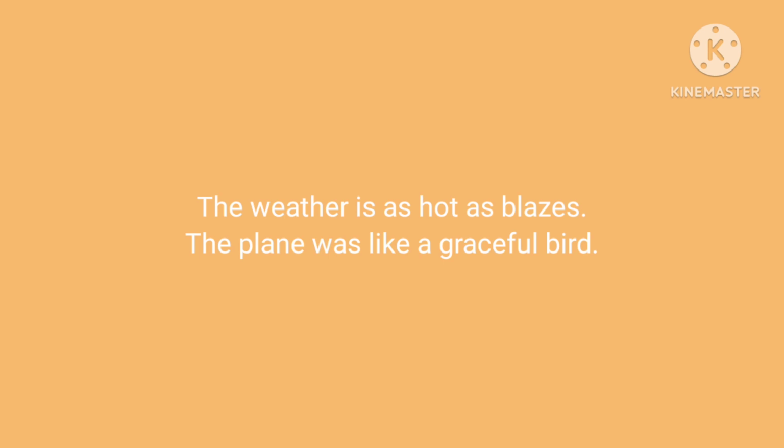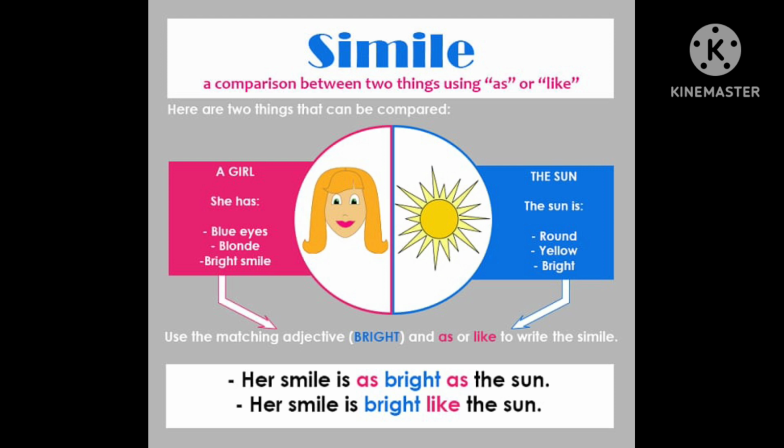However, we notice simile in the following examples. The weather is as hot as blazes. The plane was like a graceful bird. In fact, a simile, in order to be effective, must be real and meaningful and surprise us by its originality. John Donne makes an effective use of simile when he compares lovers to stiff twin compasses.